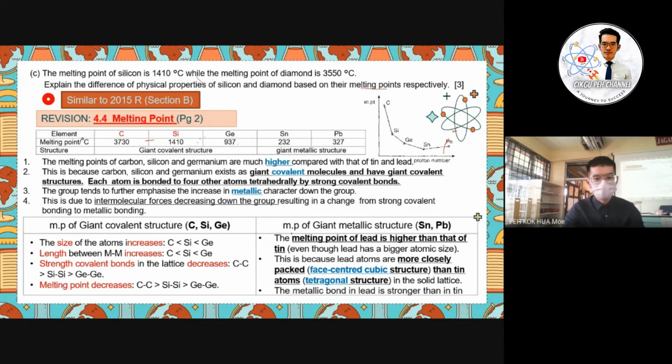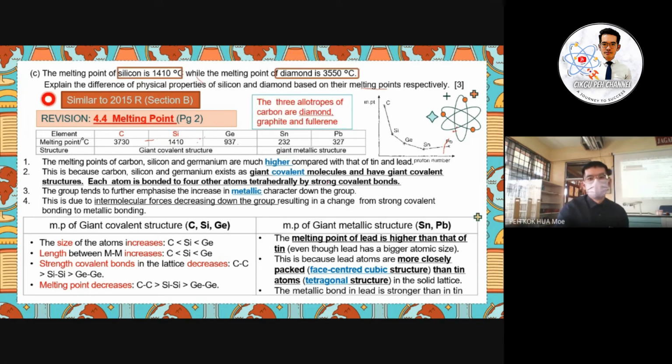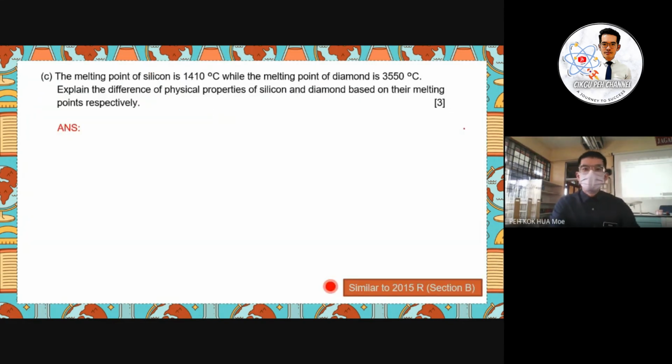So here we have to discuss carbon, because diamond is the allotrope of carbon. Both actually have the same structure. Why does silicon have a lower melting point? Because the size of silicon is bigger. So we discuss this: the melting point of silicon will be lower compared to diamond.